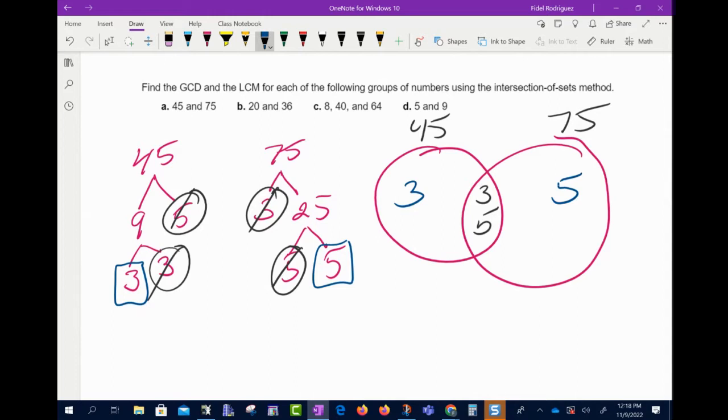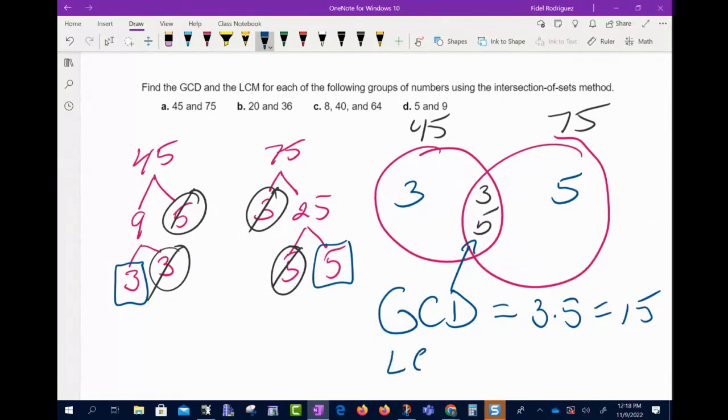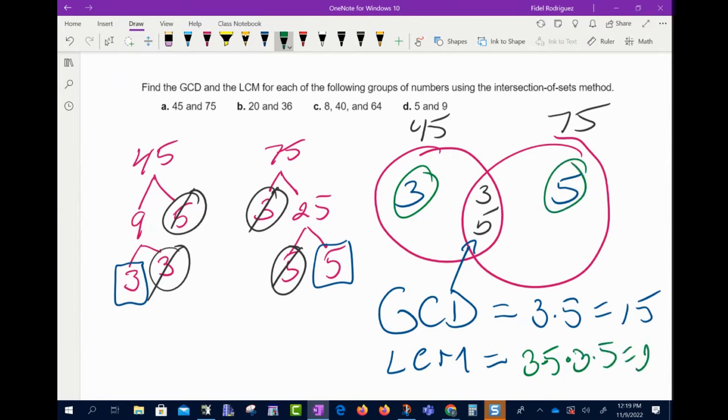Okay. So now my greatest common divisor, y'all, is always the product, meaning to multiply the numbers that we have in common. So the greatest common divisor is going to be 3 times 5, which is 15. And then the least common multiple is going to be those same numbers, 3 and 5, along with the other numbers. When I multiply those numbers together, I should end up with 225. And I'm going to basically repeat this process, y'all, every time.